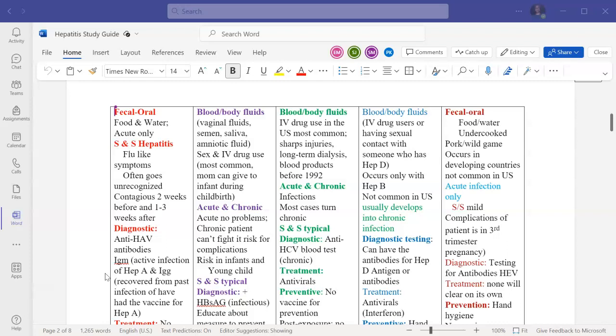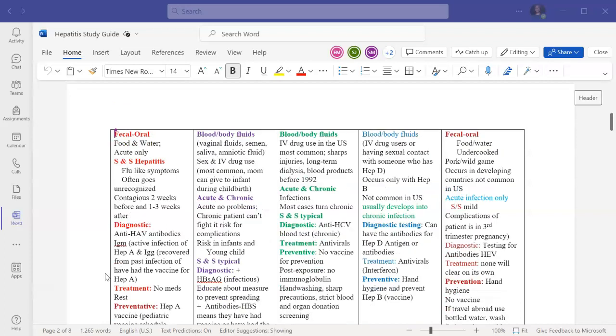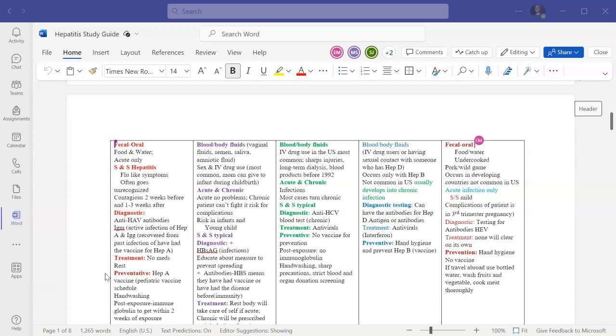How is hepatitis A treated? Okay. You just rest. Okay. And how can you prevent from catching hepatitis A again? Okay, so hand washing. There is a vaccine. And then post-exposure immune globulin can be obtained within 2 weeks of exposure if you're a family member having to take care of someone with hepatitis A. But usually good hand washing will help that.